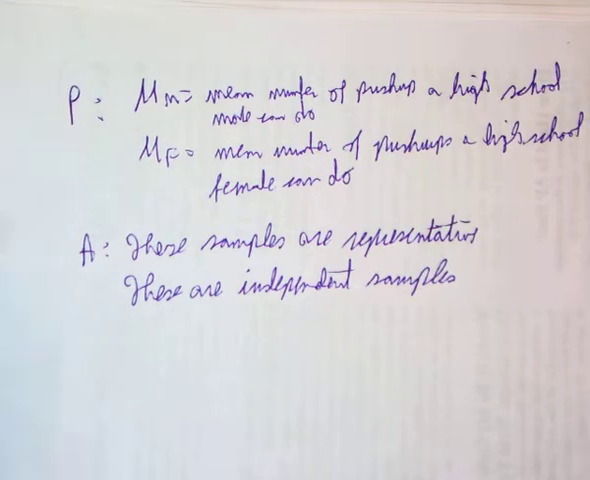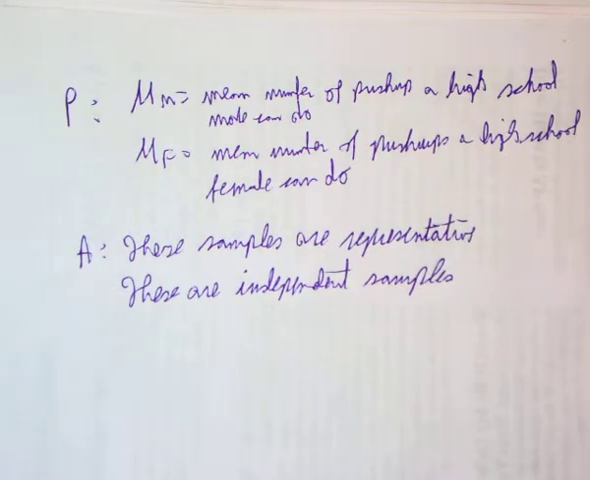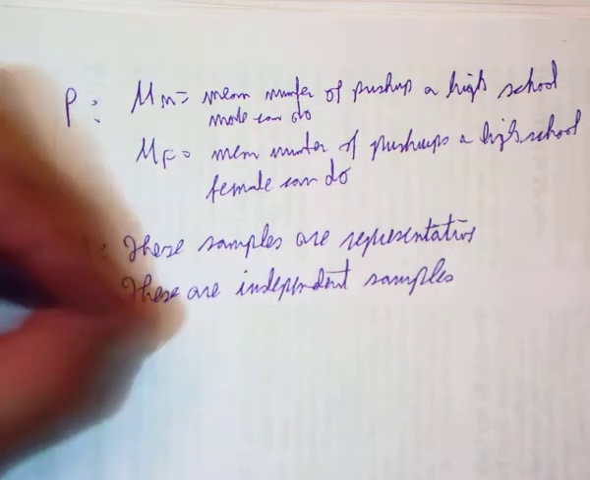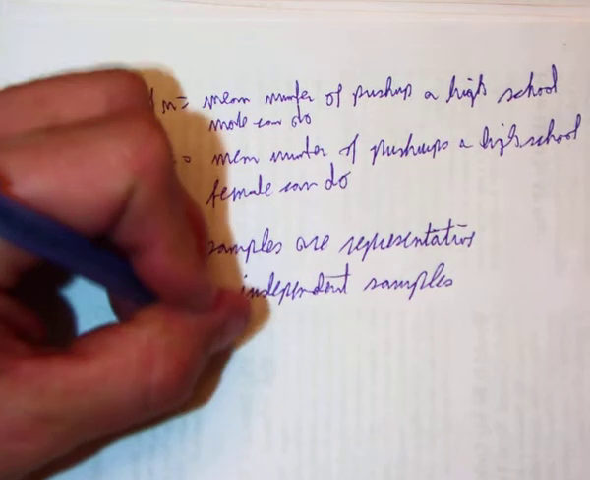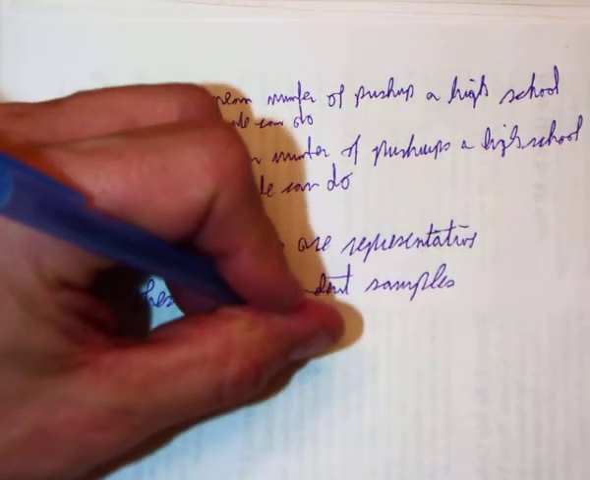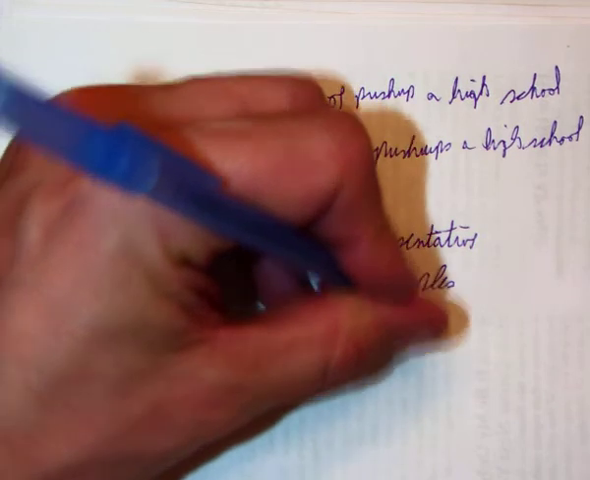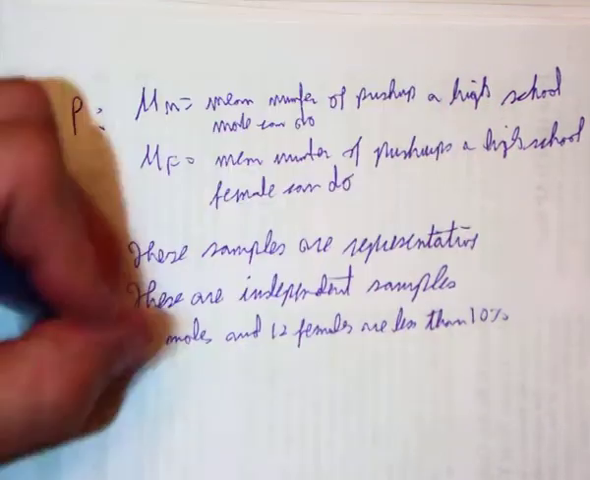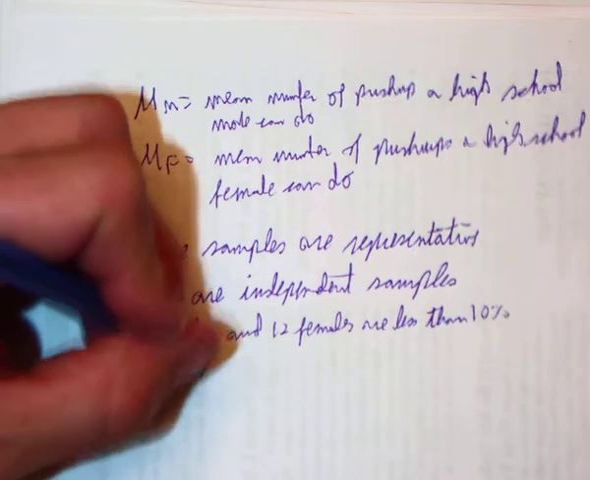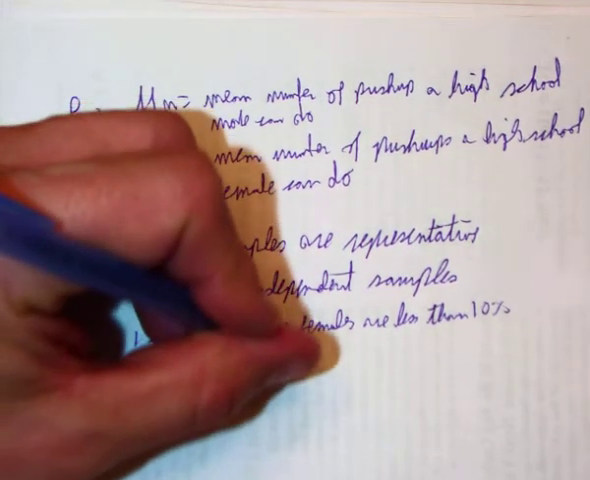So in this case, what do we have? 2, 4, 6, 8. Looks like we have 13 males. So there were 12 males and 12 females. Okay. So 12 males and 12 females are less than 10% of all high school males and females.